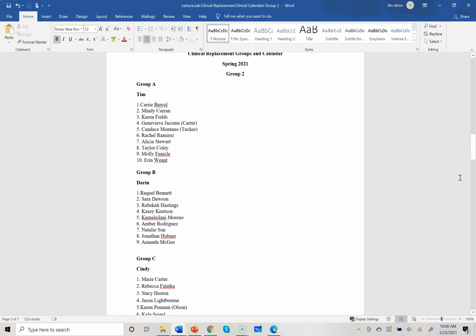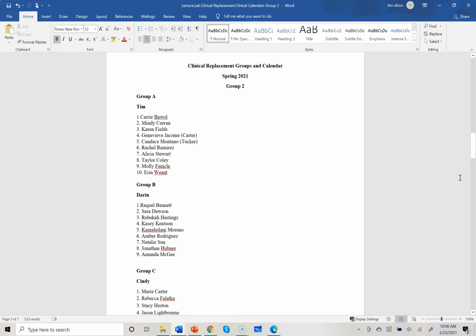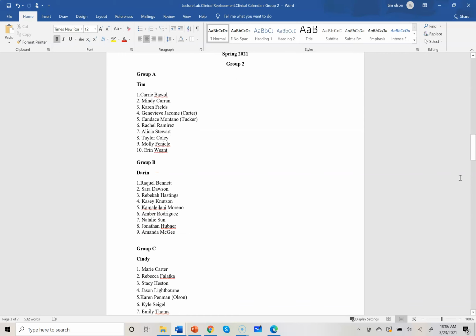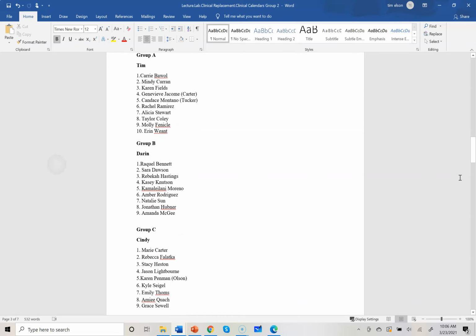All right, so for clinical replacement groups, you did actually have group A, B, C, and X. Because I only have 3 instructors, which is myself, Darren, and Cindy, you have now been split into groups of roughly 10, and there's group A, B, and C. So definitely look at this and make sure that your name is on it, find out what group you're in, and that's your instructor for clinical replacement, which is every Wednesday from roughly 7 in the morning until 7 in the afternoon or evening.